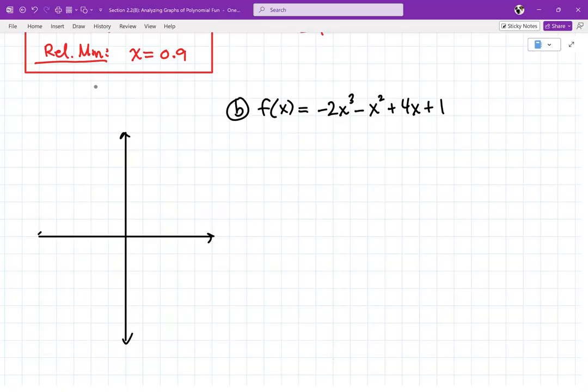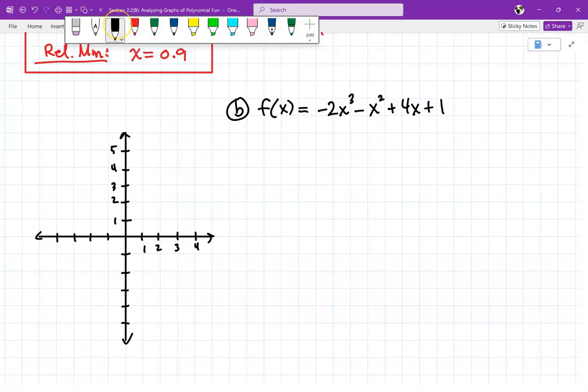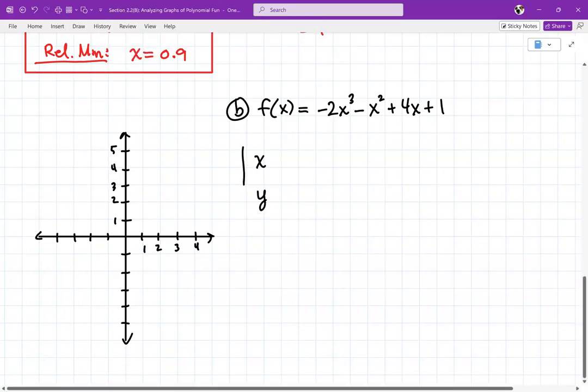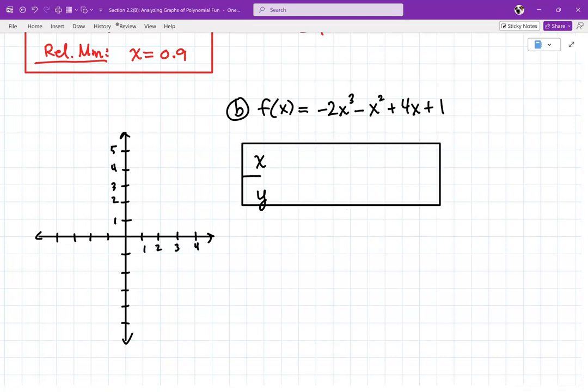I don't think I made this one square, but that's okay. There's 1, 2, 3, 4. I think I made this a 4 by 5. Not a big deal. 1, 2, 3, 4. 1, 2, 3, 4, 5. And then I'm going to make my table here. X, Y. And using the same numbers, -2, -1, 0, 1, and 2.